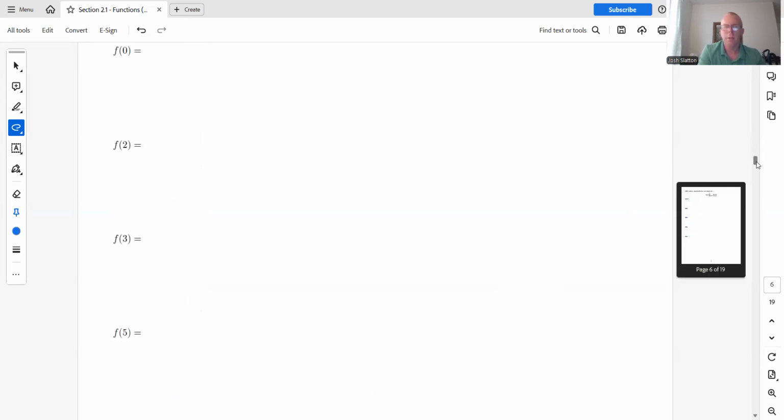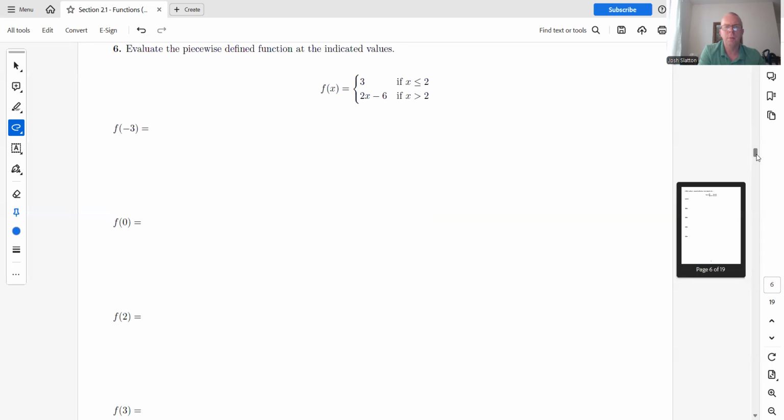All right, number 6, another piecewise function. So this one is split at 2. So x is less than or equal to 2, it's going to be equal to 3. And then greater than 2 is going to equal x minus 6. So f of negative 3. Negative 3 is less than 2. So f of negative 3 is going to equal 3.